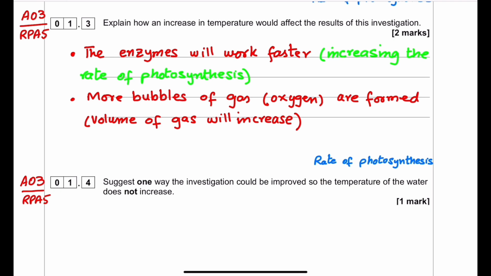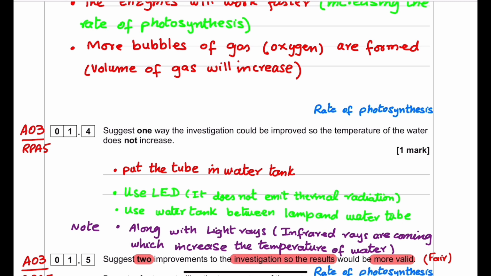Let's see the model answer. The model answer is: put the tube in a water tank. The student can use LED lights because LED lights don't emit thermal radiation. Use a water tank between the lamp and the water tube. Remember, along with the light rays, infrared radiation is coming which increases the temperature of the water.